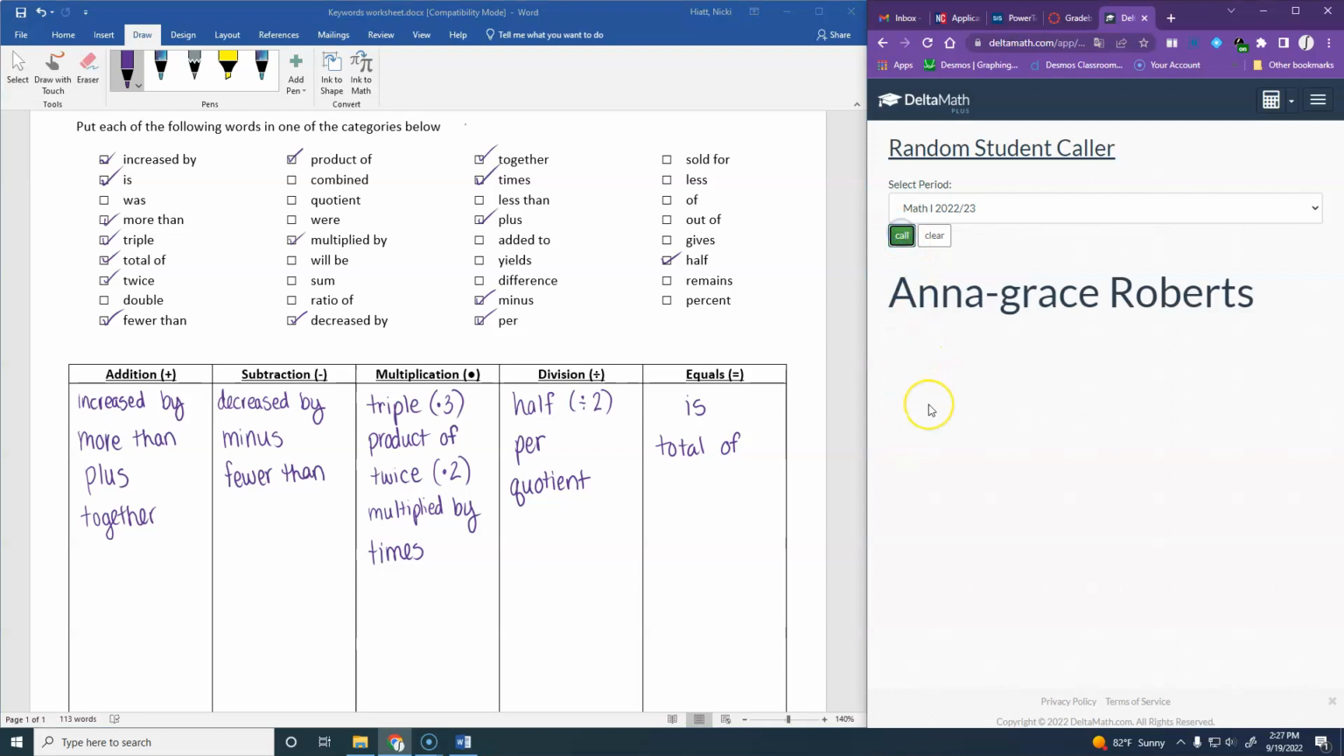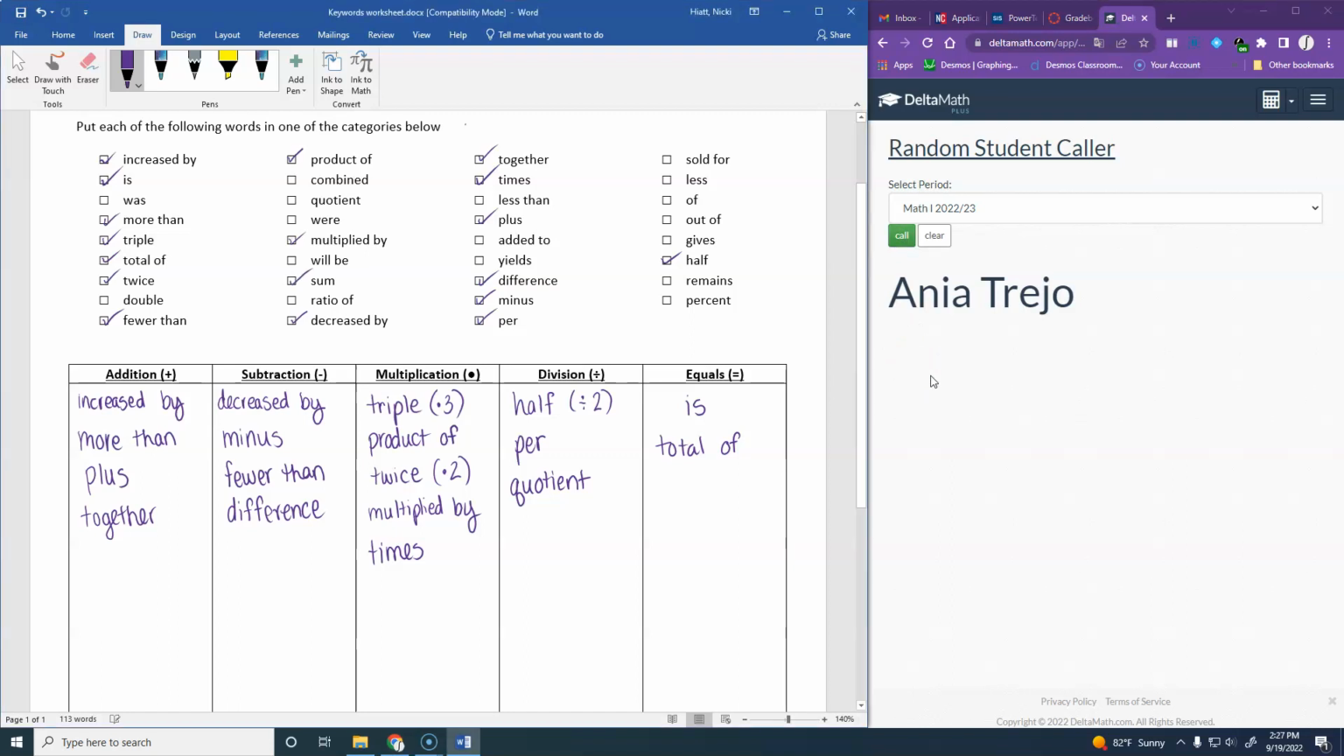All right. Let's see. Anna Grace. Very good. Difference is subtraction. Okay. Anya. Sum is addition. Very good. That's good.